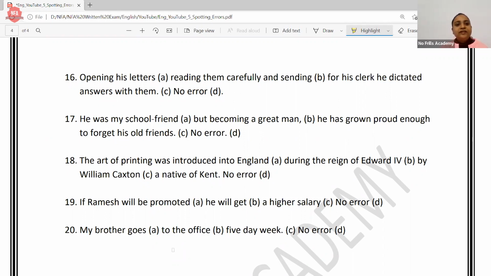Next. He was my school friend, but becoming a great man, he has grown proud enough to forget his old friends. He was my school friend A, but becoming a great man B, he has grown proud enough to forget his old friends C. No error D.